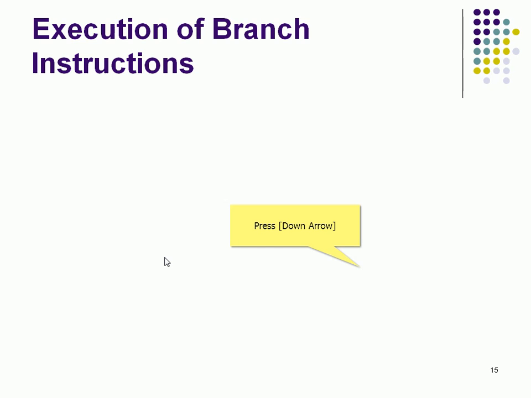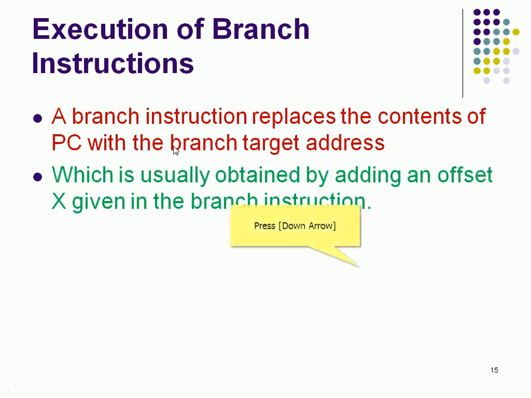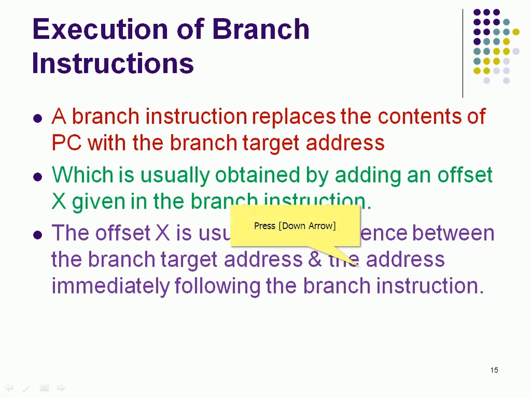Let me see one more example, the branch instruction. The branch instruction replaces the contents of the PC with a branch target address, which is usually obtained by adding an offset X given in the branch instruction. So when a branch instruction is encountered, control is transferred to the target address after adding a suitable offset. The offset X is usually the difference between the branch target address and the address immediately following the branch instruction, right?